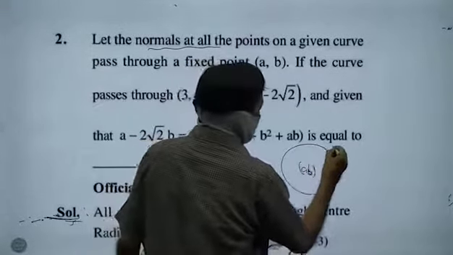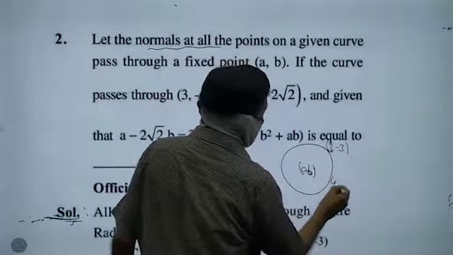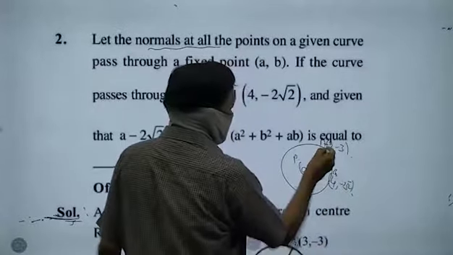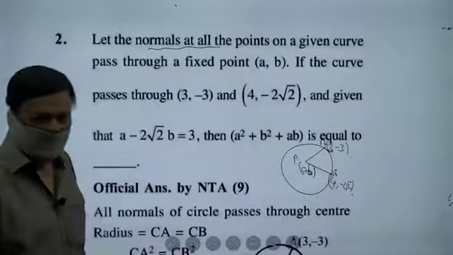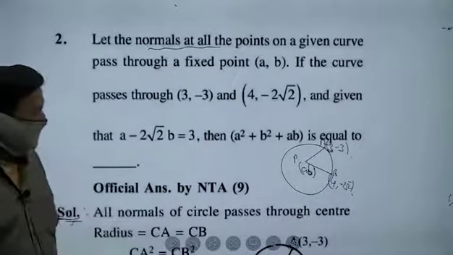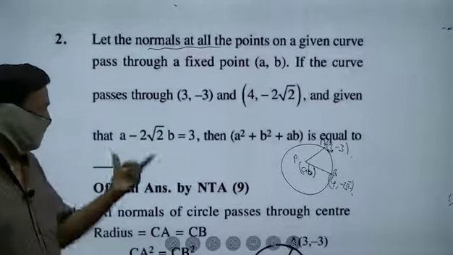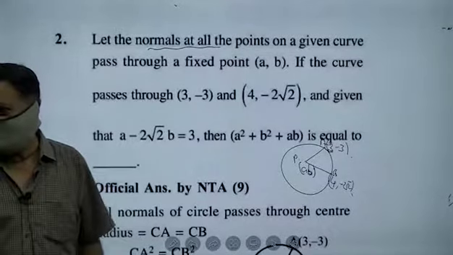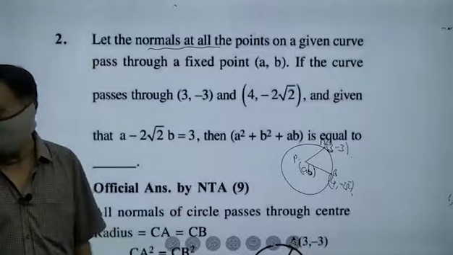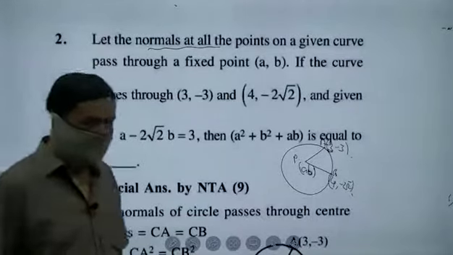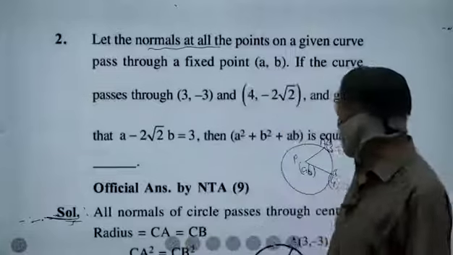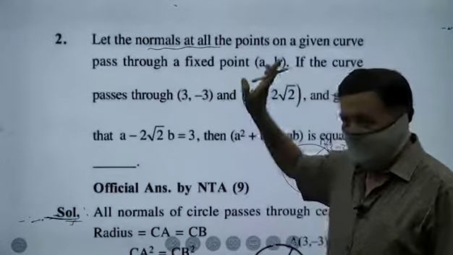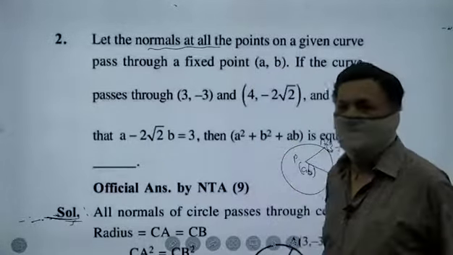Two points are there, (3, -3) and (4, -2 root 2). These are A and B, this is P. PA square is equal to PB square. You write it, you will get one equation in A and B. One more equation in A and B they have given. Solve those two equations. You will get the A and B values. Come on, do it.